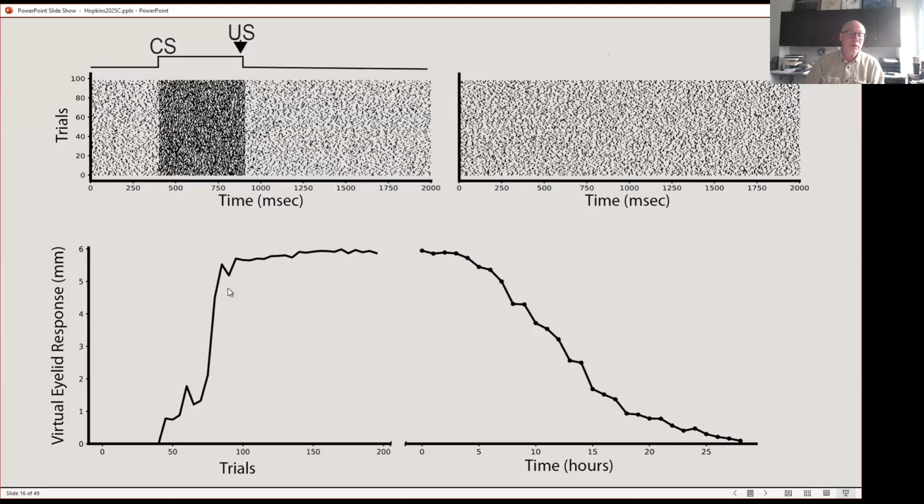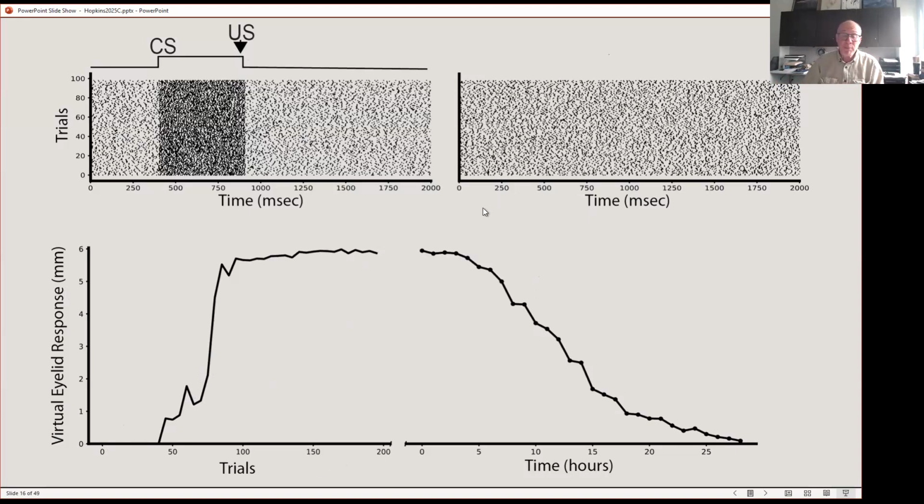And the simulation learns. This plots the virtual eyelid response. The simulation learns these virtual eyelid responses that look for all the world like real rabbit eyelid responses. And you can see it takes about 100 trials for it to learn. So that's learning. And you'll notice the x-axis here is trials.